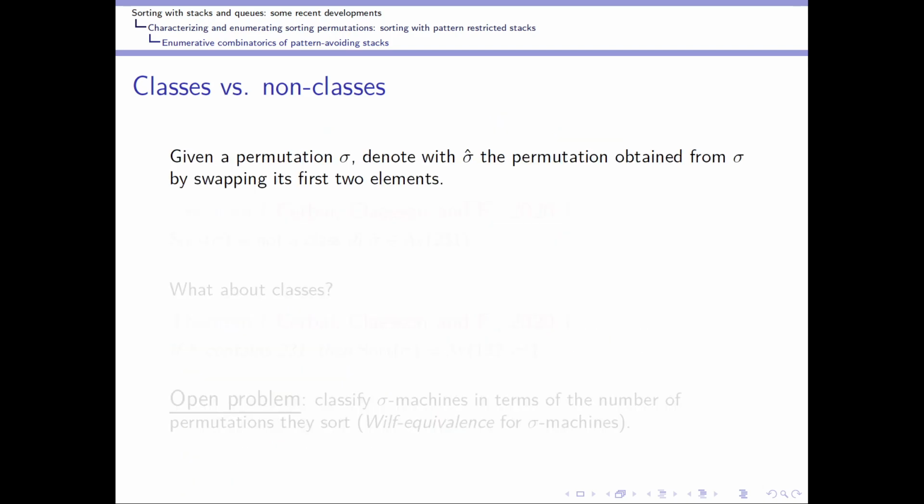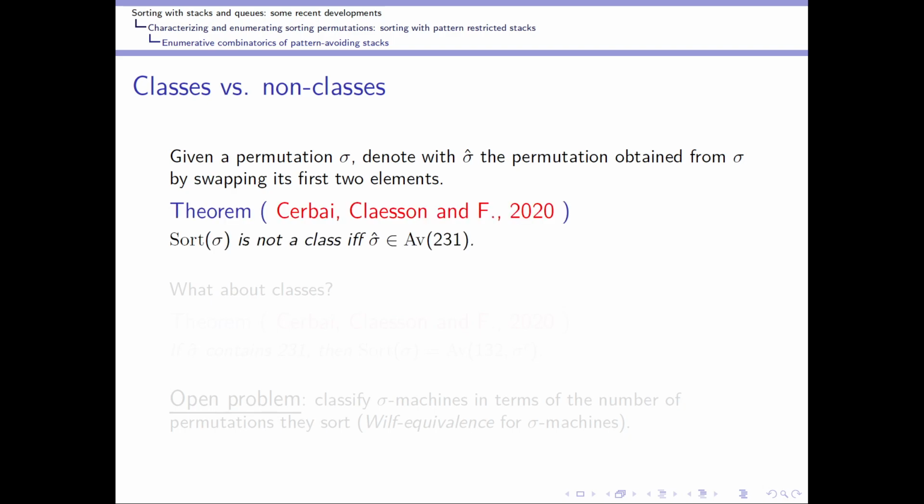I just need one simple notation. For any permutation sigma, denote with sigma head the permutation obtained from sigma by swapping its first two elements. Now here is the theorem. The set of sigma sortable permutations, denoted by Sort(sigma), is not a class if and only if sigma head avoids 2-3-1. An immediate consequence of this theorem is that the set of those permutations sigma for which Sort(sigma) is not a class is counted by Catalan numbers.